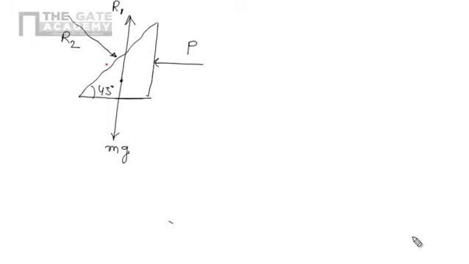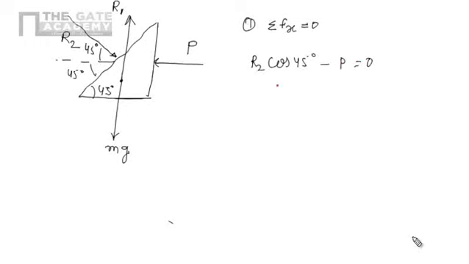If you see this angle, that is 45 degrees, here again it will be 45 degrees. So if we apply the first equation, the algebraic summation of all the horizontal forces, we have R2 cos 45 minus P equals 0. So R2 will be P upon cos 45 degrees. This is the value of R2 in terms of P.